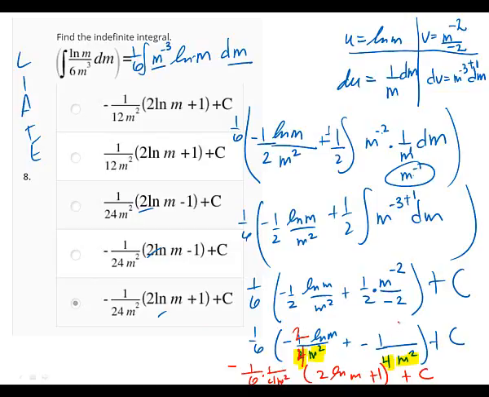Excuse me. What's wrong, Alexis? Why don't you combine the 6 and the 4? I can. I just was trying to show what I was pulling out. So, -1/6, 1/4 m squared, 2 natural log of m plus 1 plus c. And then when you multiply them together, it's this.